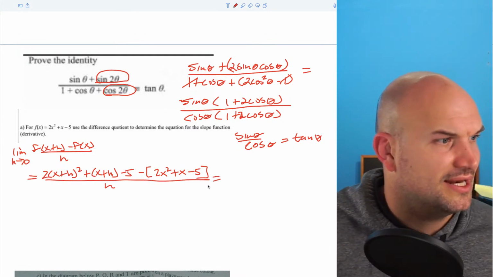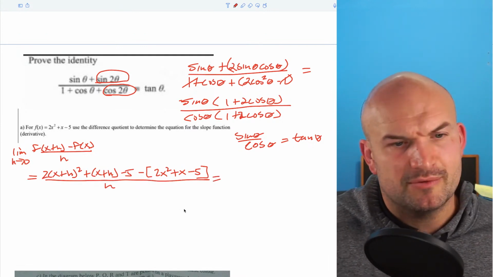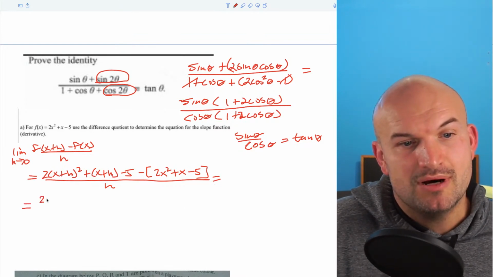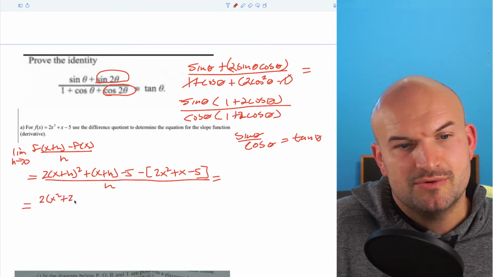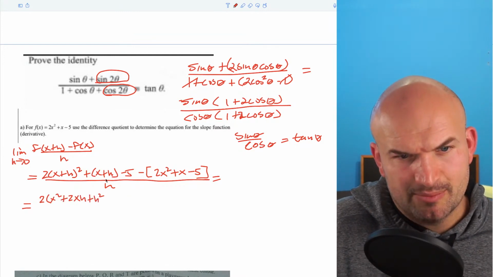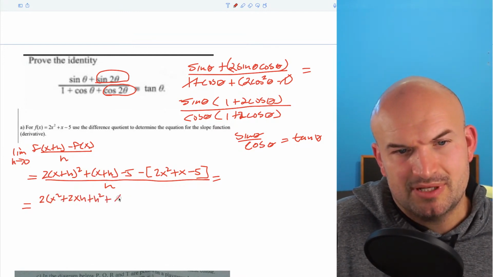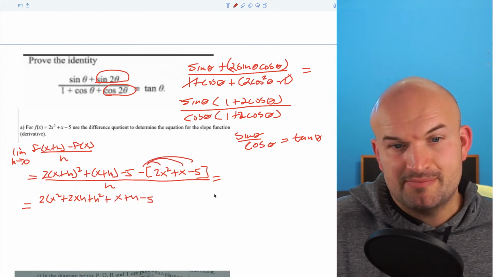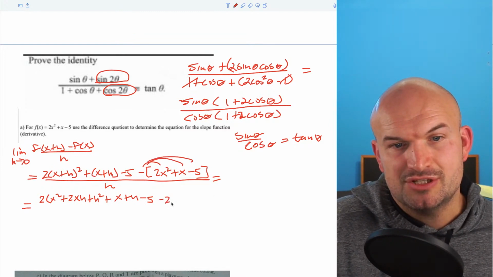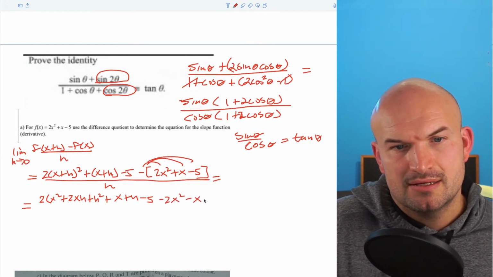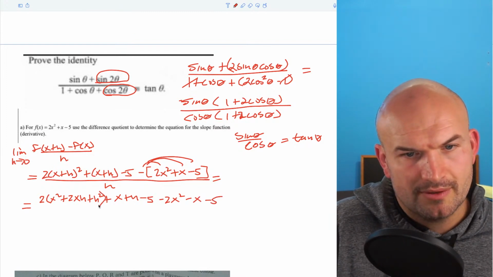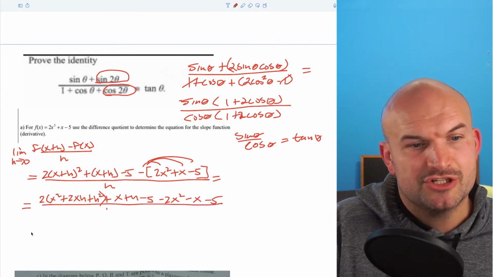I don't think I'm going to have room to simplify it, so we'll simplify it over here. If I expanded that out, that'd be 2 times x squared plus 2xh plus h squared. Don't need parentheses here, so I can just write that as plus x plus h minus 5. And then here, make sure you distribute that negative. That's a big mistake students will make. So this is minus 2x squared minus x plus 5, and again, that's all over h.